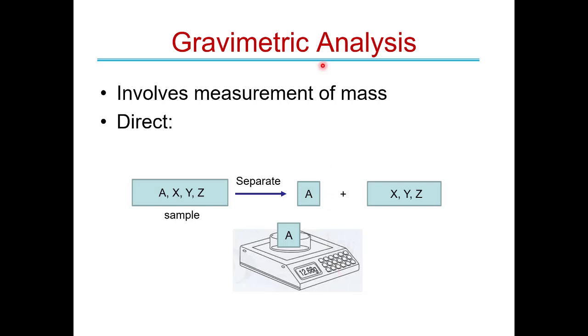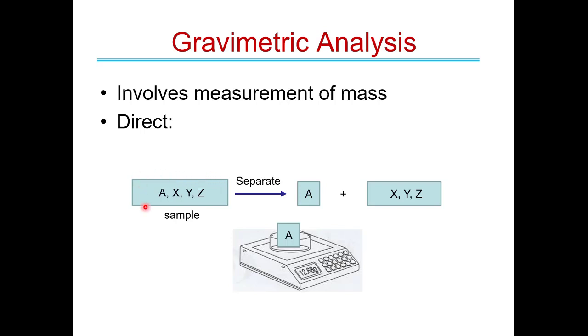So this is a class of methods. It's called gravimetric analysis. You might think that this word kind of relates to gravity, and you would be right because it involves the measurement of mass. So there are two different styles to gravimetric analysis. One would be a direct analysis.